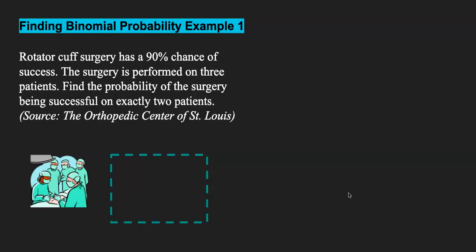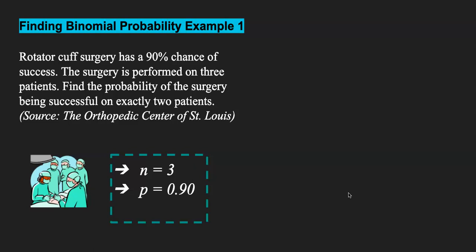Let's look at a first example. Finding binomial probability, example number 1. Rotator cuff surgery has a 90% chance of success. I see what I need here. Little p equals 0.9. The surgery is performed on 3 patients. We know little n is 3, since we're only going to perform it on 3 patients. So the number of observations n equals 3, and p equals 0.9.